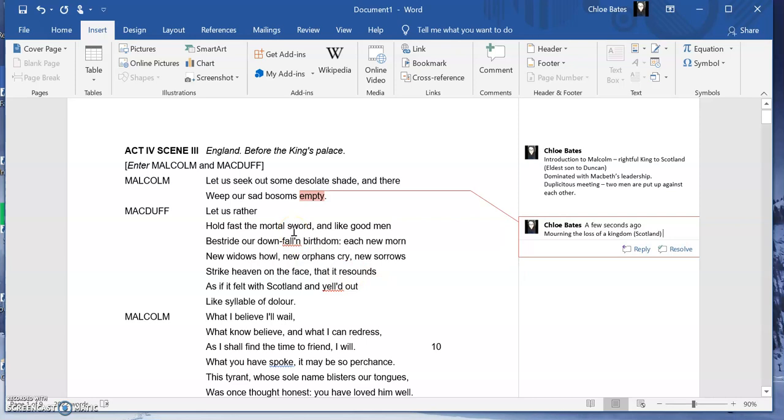Macduff, let us rather hold fast the mortal sword, and like good men, bestride our downfall'n birthdom. Each new morn, new widows howl, new orphans cry, new sorrows strike heaven on the face, that it resounds as if it felt with Scotland, and yelled out like syllable of dolour.